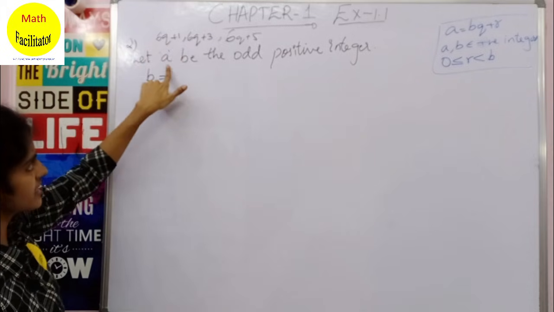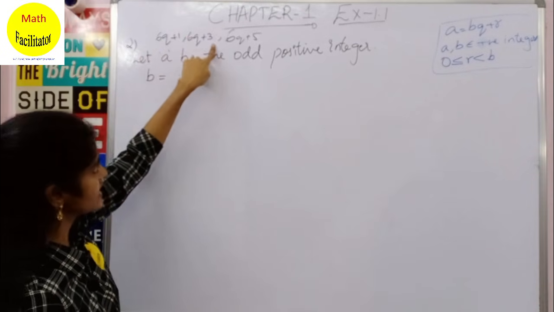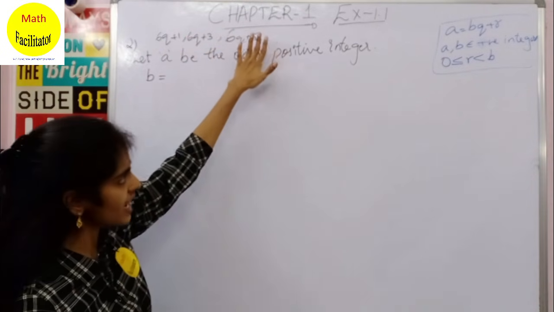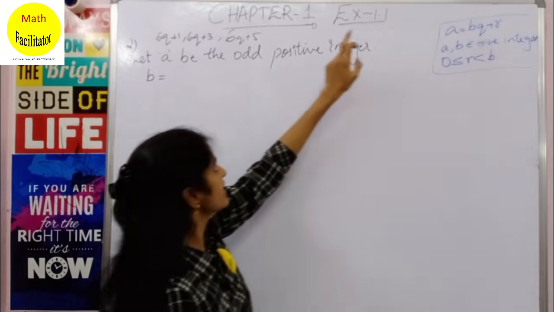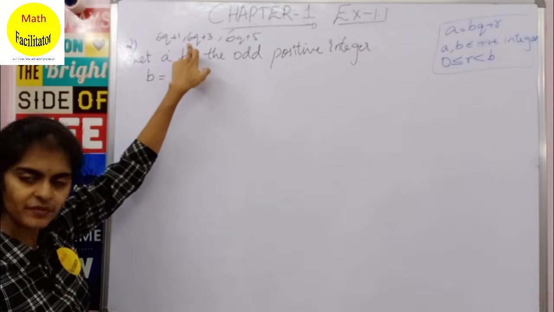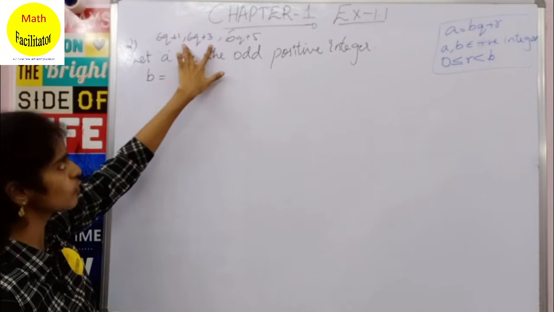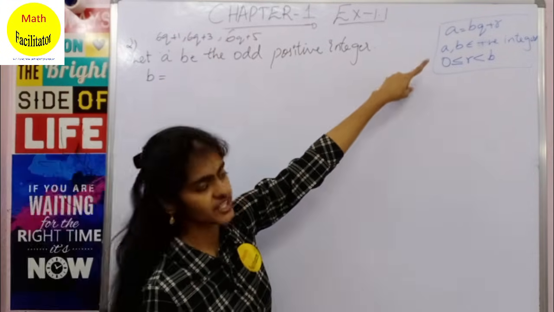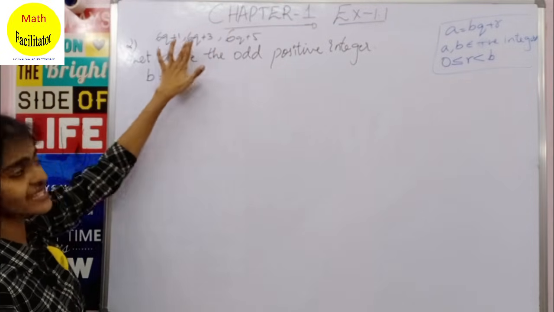This odd positive integer is of the form 6q plus 1, 6q plus 3, 6q plus 5. Comparing with this, you can see a equal to bq plus r, it is of the form bq plus r. Now what is b? From this comparison, you can see b is 6. So here b is 6.